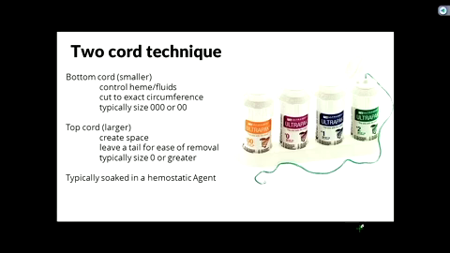Top cord will be larger, and the purpose of that is to create space. So this is the cord that's going to help push the tissue out. You want to leave a little tail for ease of removal. What's going to happen is you're going to remove that top cord before you inject the material into the sulcus. And typically size 0 or greater, where the idea is just get the biggest cord you can in there without really having to damage the tissue. And these cords are typically soaked in a hemostatic agent.